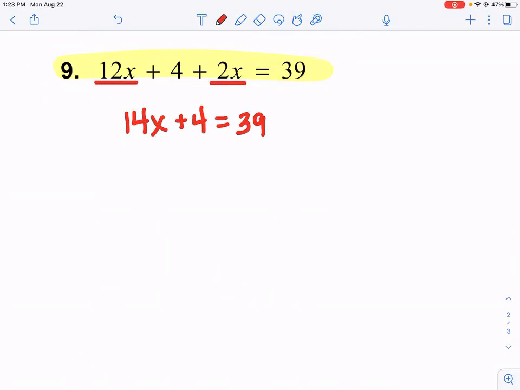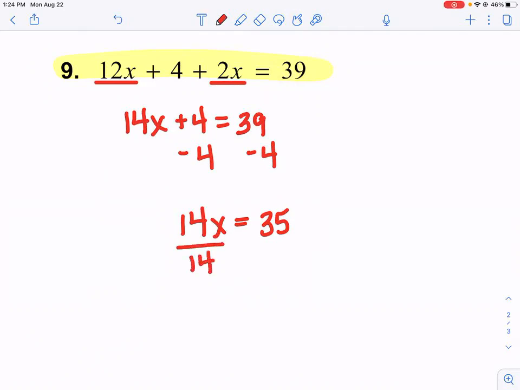Now, we have a problem that looks more like the first one that we did. Okay, so Preston wants to tell me that we need to. What's our next step? You were ready to tell me. So we're gonna subtract 4 to get 14x equals 35. Is that right? Well, this is making me nervous. Okay, now what do I do?